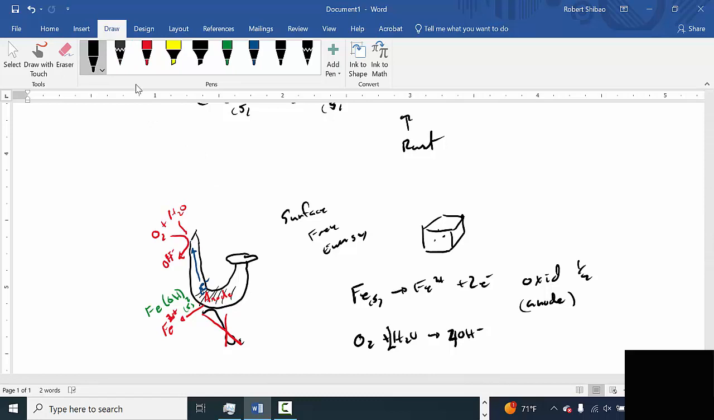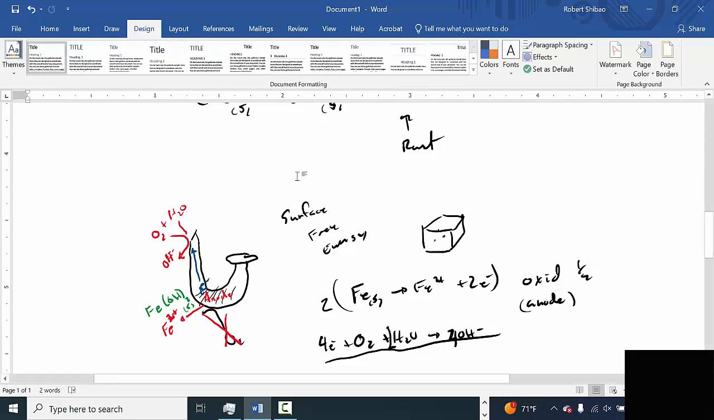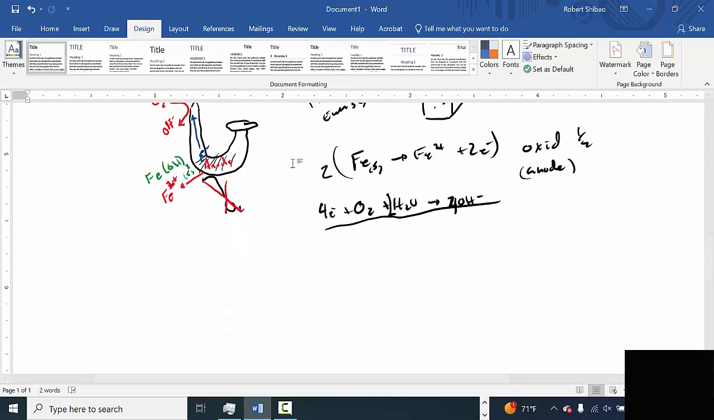And so let's look at the net reaction here. How many electrons does this have to gain? These are already 2 minus, so this has got to gain 4 electrons. And so let's combine these 2 half reactions. The top one I'm going to multiply by 2. And so the corrosion is actually a bit more complicated than the equation I just wrote up there.